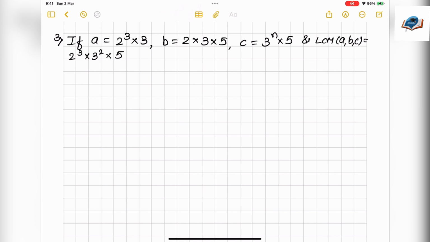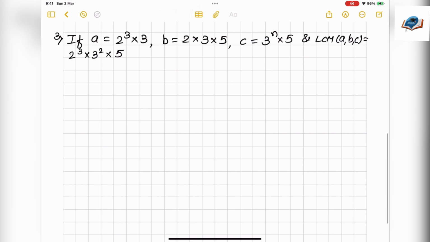Now the third question says if A equals 2 cube into 3, B equals 2 into 3 into pi, C equals 3 raised to n into pi, and LCM of A, B, C equals 2 cube into 3 square into pi, then find the value of n. The options given to me are A 1, B 2, C 3, D 4.